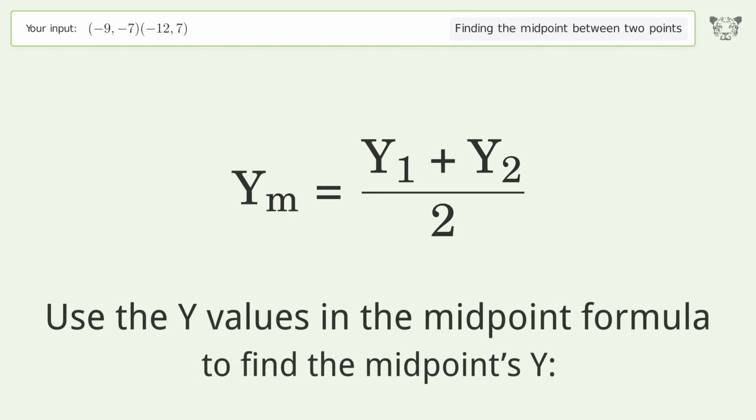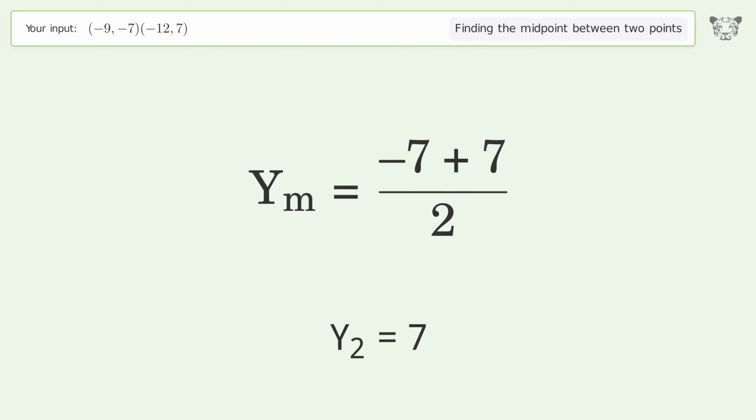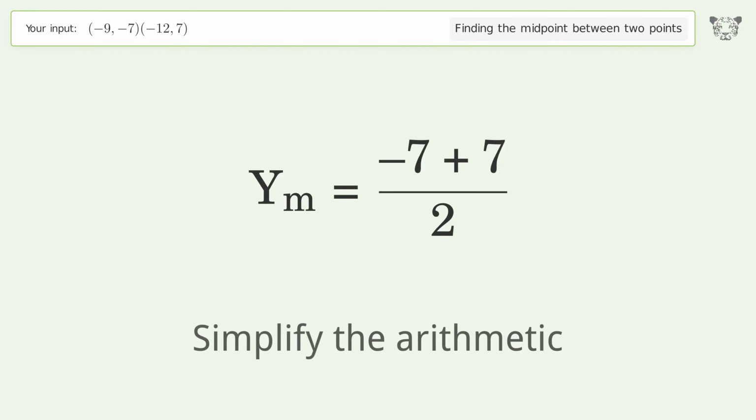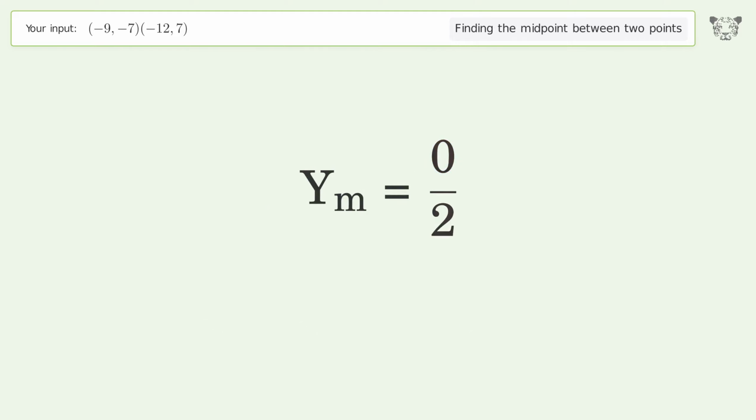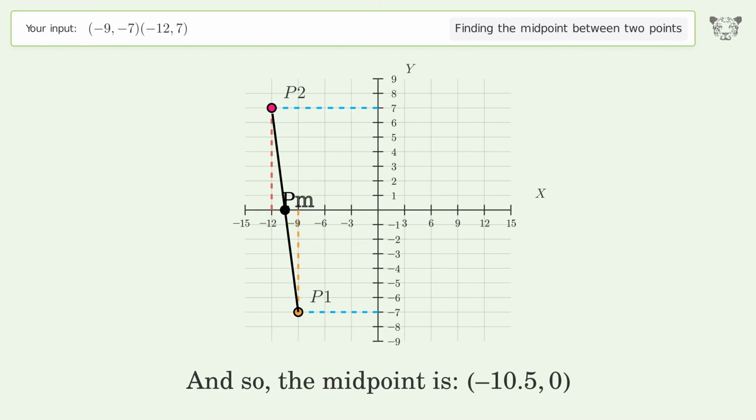Use the y values in the midpoint formula to find the midpoint's y. y1 equals negative 7. y2 equals 7. Simplify the arithmetic. And so, the midpoint is negative 10.50.